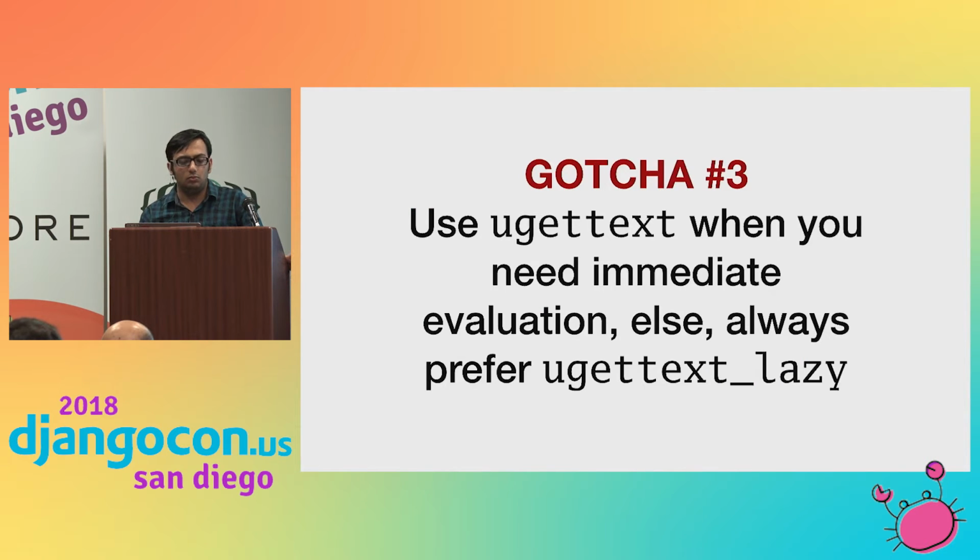So the idea is, how do we decide which one to use? Should we use ugettext or should we use ugettext_lazy? Well, if you need immediate evaluation of the translation, then always use ugettext, for example, in all your views.py file, because once the request is coming in, you need immediate evaluation. And use ugettext_lazy for lazy referencing of the string object, for example, in your models.py.